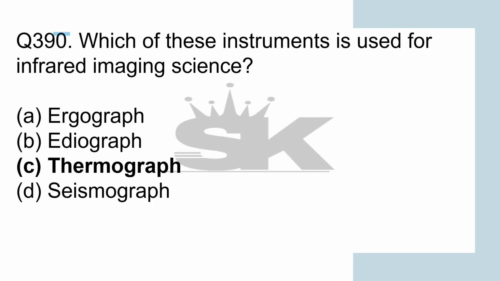Infrared thermography, thermal imaging, and thermal video are examples of infrared imaging science. Okay, thermographic cameras usually detect radiation in the long infrared range of the electromagnetic spectrum and produce images of that radiation called thermograms.